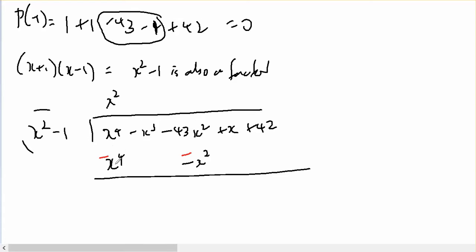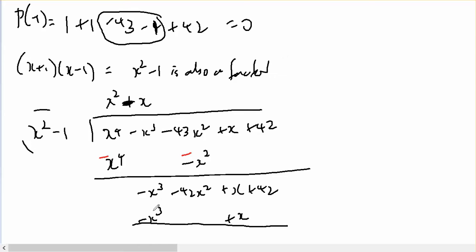X to the 4 minus x to the 4 is 0. Minus x cubed minus nothing is minus x cubed. Minus 43x squared plus x squared is minus 42x squared. Then plus x plus 42. X squared goes into x cubed minus x times. Minus x times x squared is minus x cubed. Minus x times minus 1 is plus x.